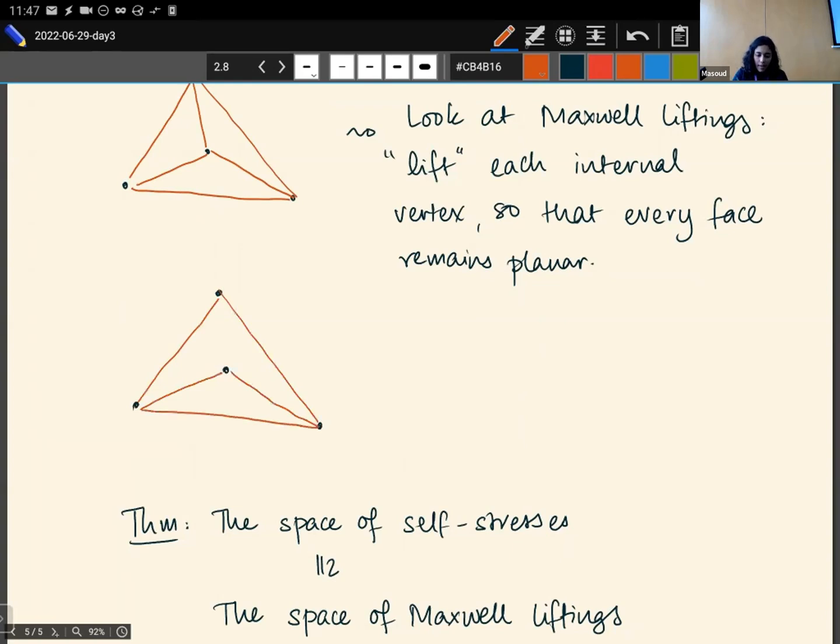So this thing here is a face, and that has to remain planar, and that's not guaranteed by anything. Right? But now you can see why this thing doesn't have any Maxwell liftings. Also, if you try to lift the central vertex while pinning these three vertices, then this face won't remain planar. So you can extend this argument to an actual proof.